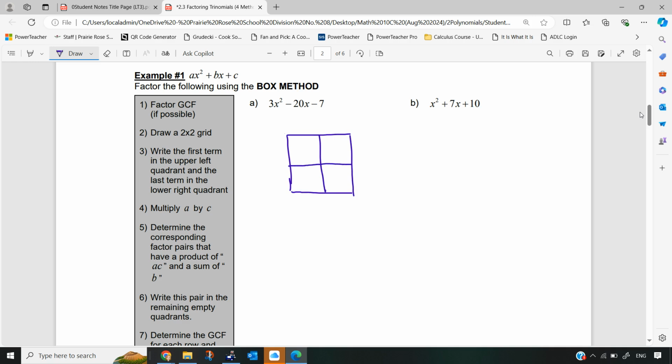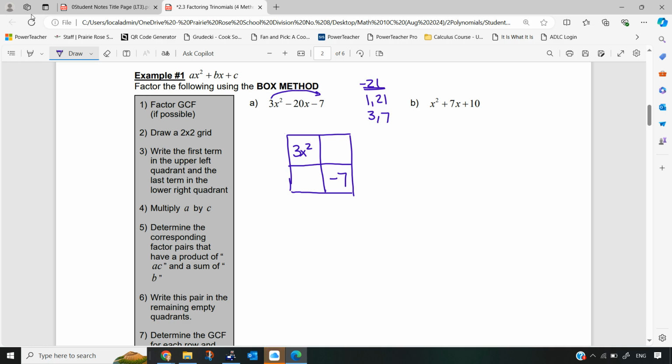In the top left-hand corner, we're going to put our first term, which is 3x squared, and in the bottom right-hand corner, we're going to put our last term, which is negative 7. The challenge is to figure out what goes in those other 2 boxes. What we're going to do is multiply a times c, so 3 times negative 7 is negative 21. And then I'm going to write out my factor pairs, so 1 and 21, and 3 and 7.